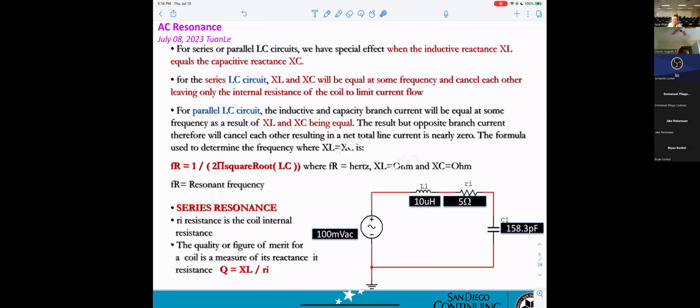Now, the first thing we're talking about is theory. At the resonant frequency for the series circuitry, you get only one resistor. So when at the resonant frequency, XC and XL are equal, they cancel out. So the resistor is now only 5 ohm.